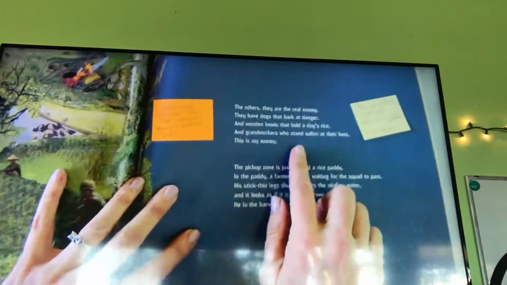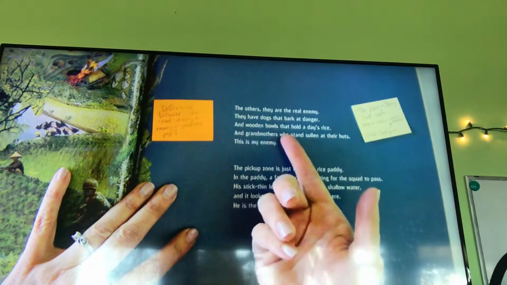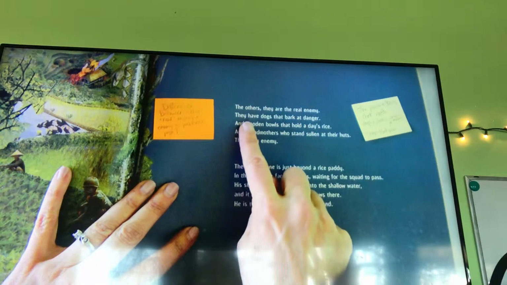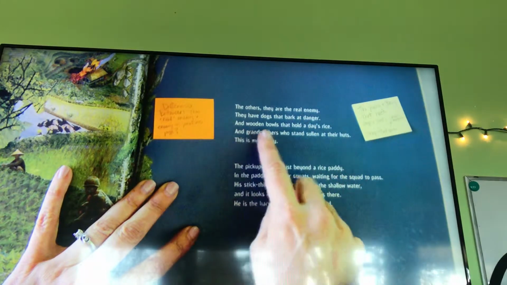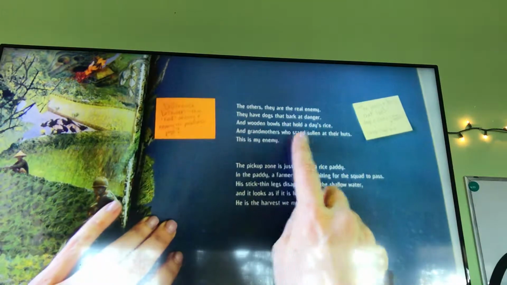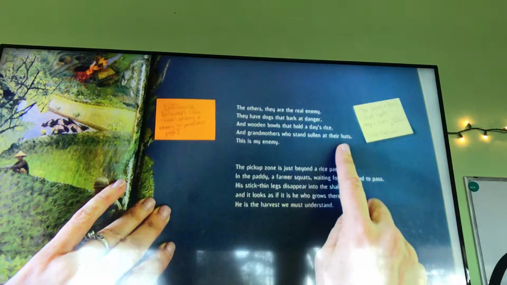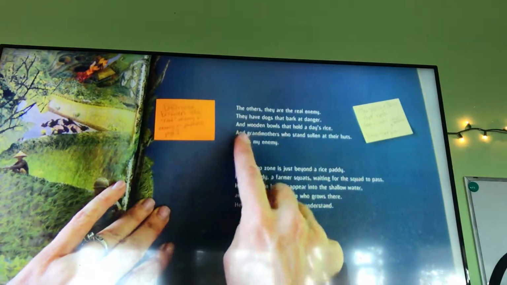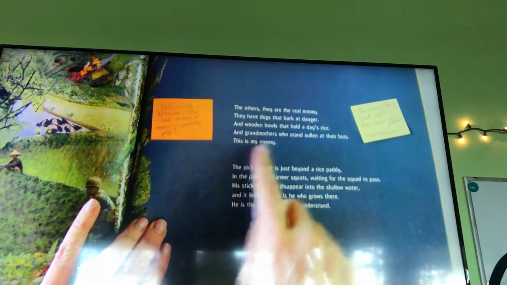And that was confusing at first, because I was like, well, he's only talking about people that have dogs and that are eating rice. Like, it's still talking about civilians. But then I go, no. He's talking about the strong and the young that are on the other side. They have dogs that bark at danger. They have food. They're ready. They're ready and they're prepared. And also they have grandmothers who stand sullen at their huts. They're also people. And he connects to the fact that they are there too. This is my enemy. It's very confusing. I feel like I infer that he's confused by that. They're ready, but they also are people.